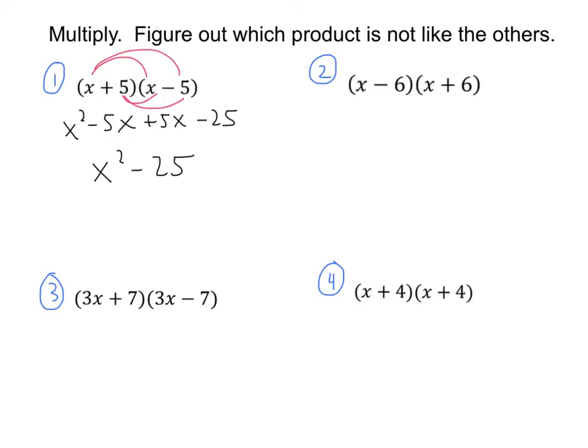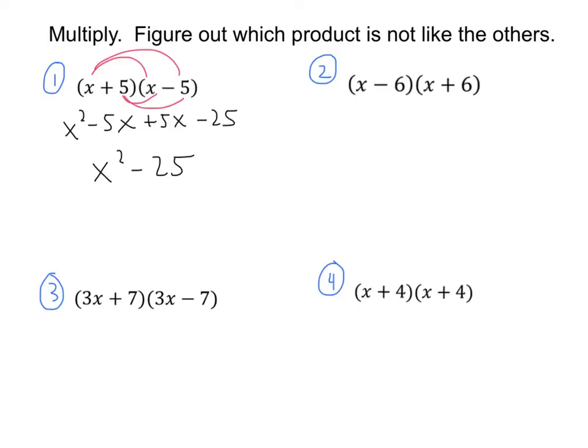If you look at the directions here, it says not only to multiply, but figure out which product is not like the others. In other words, out of these 4 problems, there's going to be 3 that are similar and 1 that's a little bit different. Figure out which one is different. Please pause, multiply, and then figure out which one's different.